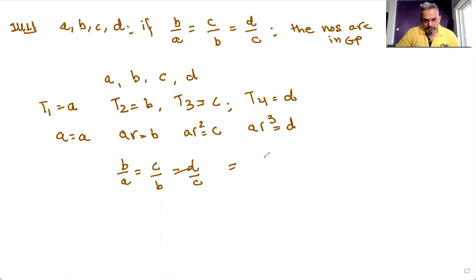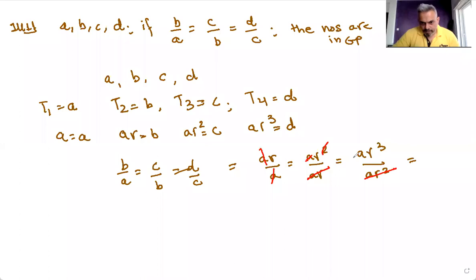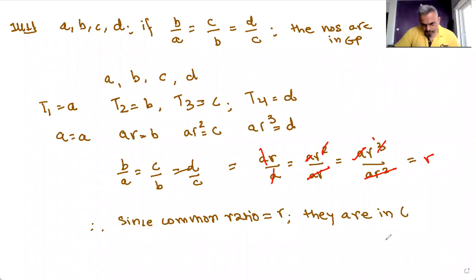So which is equal to B is AR upon A is equal to AR square upon AR, which is equal to D is AR cube upon AR square, which is equal to, let's check out, A and A cancel, AR raised to 1, AR square upon AR, which is equal to R. Therefore, since the common ratio is equal to R, they are in GP. Answer.